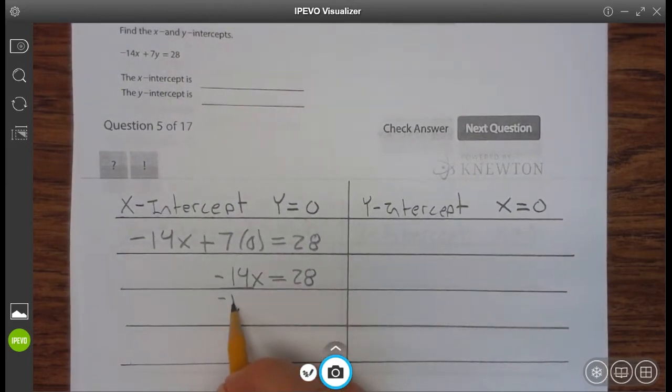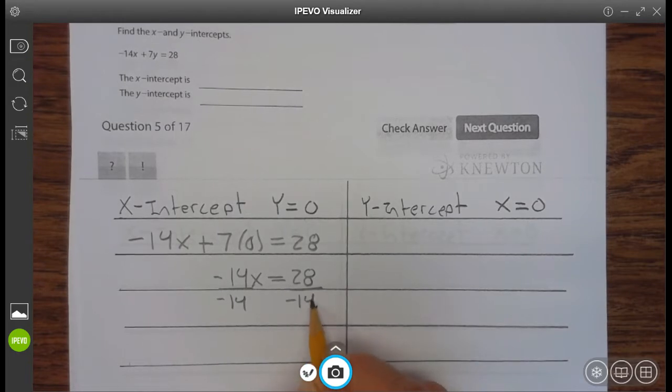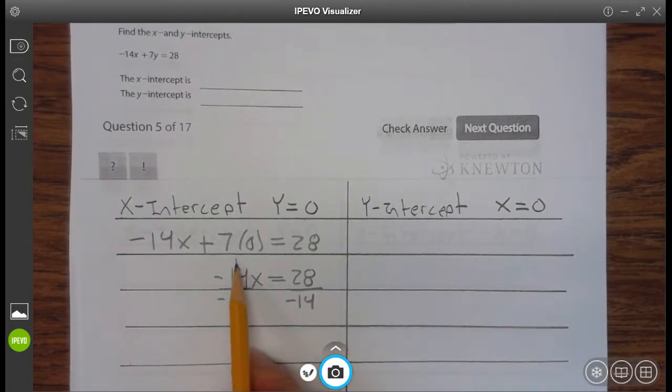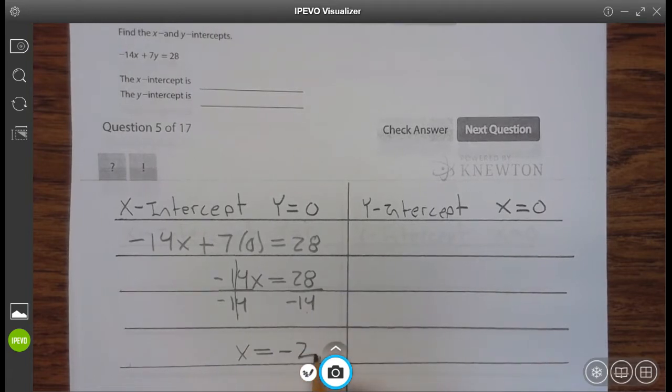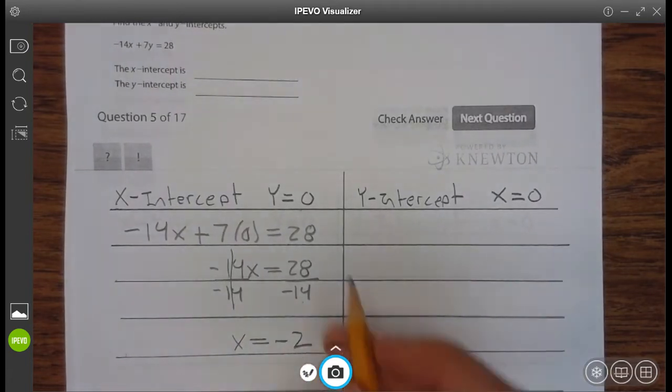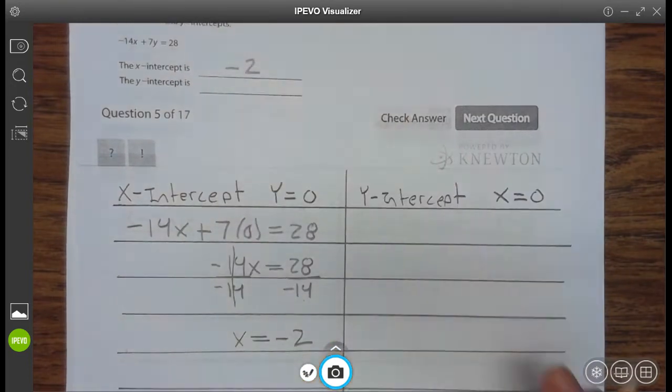Divide both sides by negative 14. Negative 14 divided by negative 14 is 1. x equals 28 divided by negative 14, which is negative 2. So your x-intercept is negative 2.